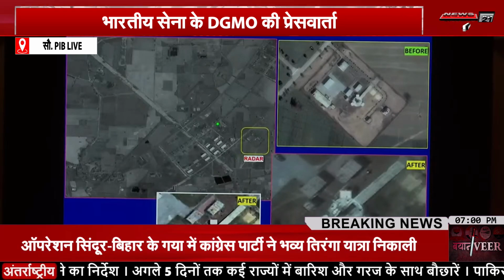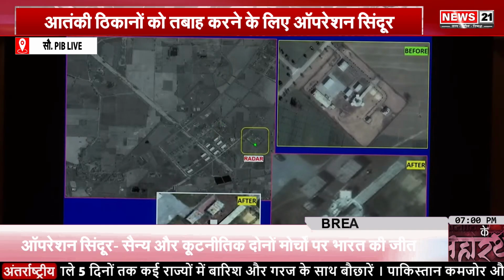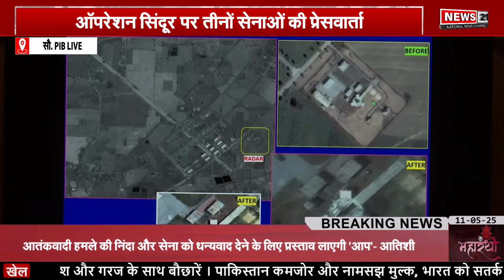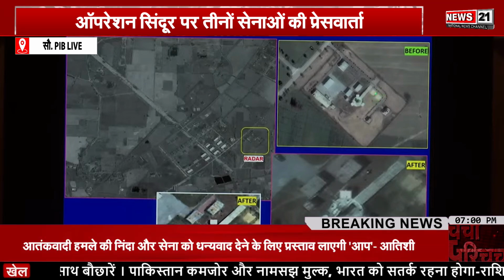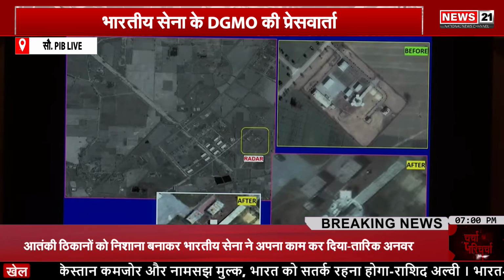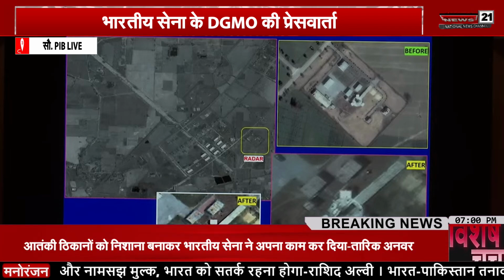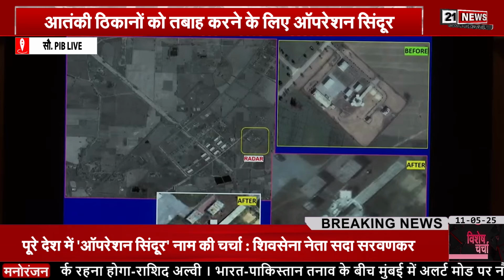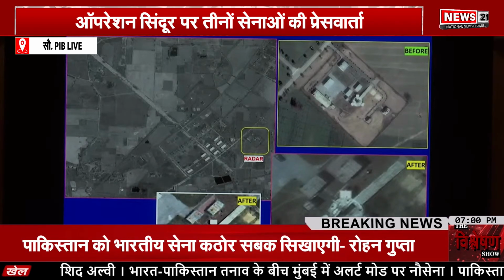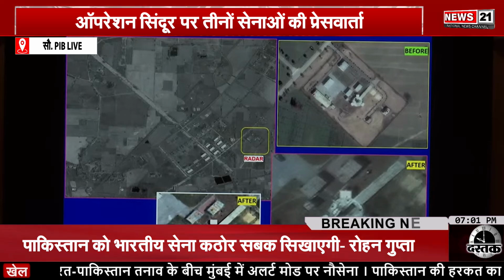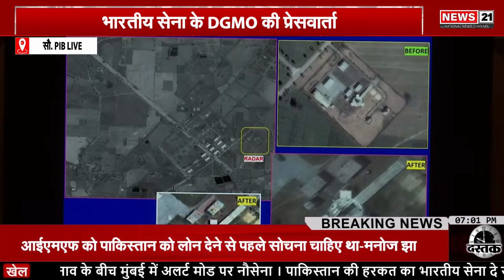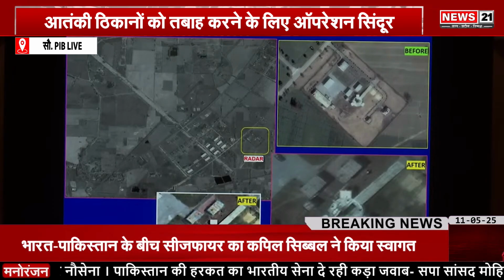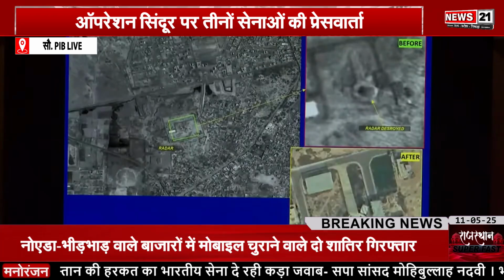Here is the Pasrur air defense system, if you could see. Zoomed up view, this is the radar mounted on a high tower. And after the strike, this is what has happened. This radar has been taken out, completely burnt. Next slide, please.